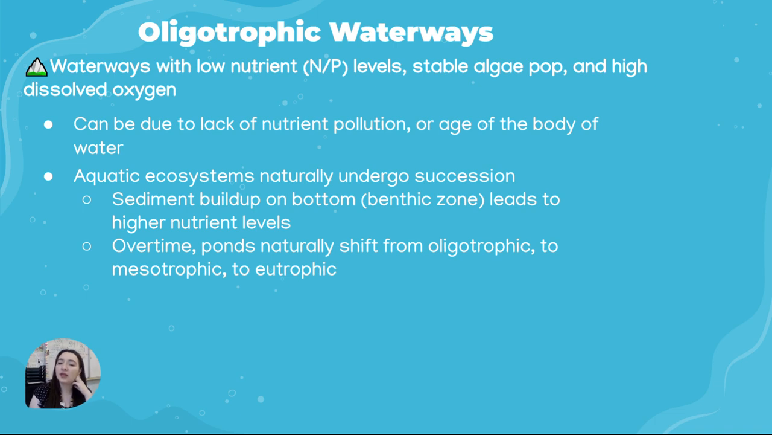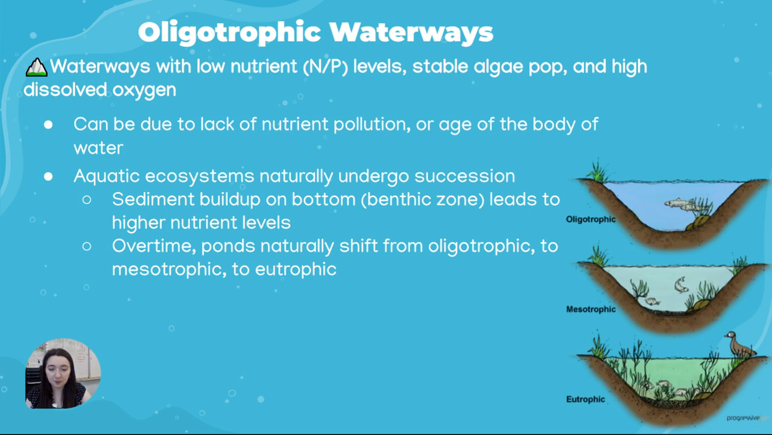Aquatic ecosystems naturally undergo succession. You do have a change in aquatic ecosystems over time. So sediment buildup on the bottom, the benthic zone, leads to higher nutrient levels. Over time, ponds naturally shift from oligotrophic to mesotrophic to eutrophic, and we can see that here.